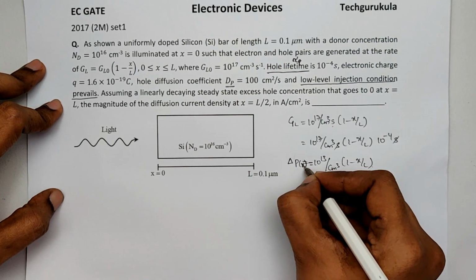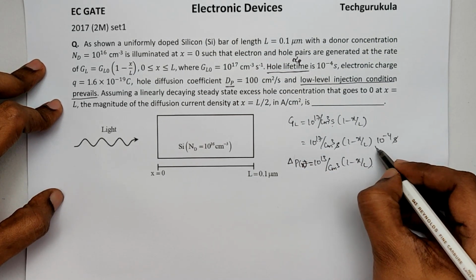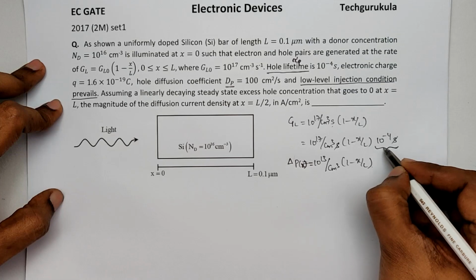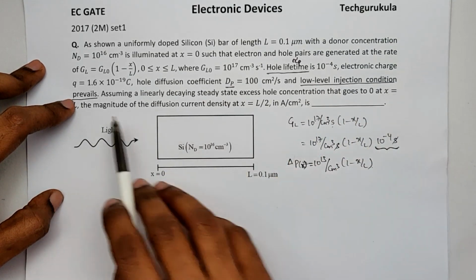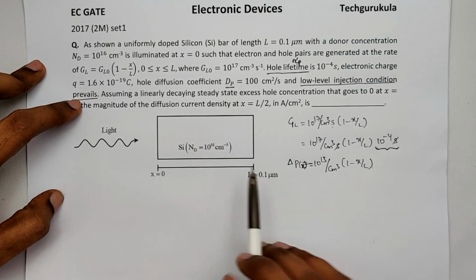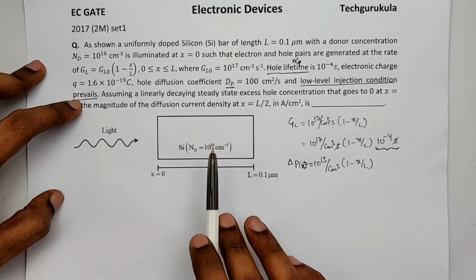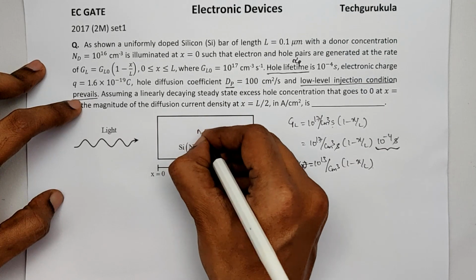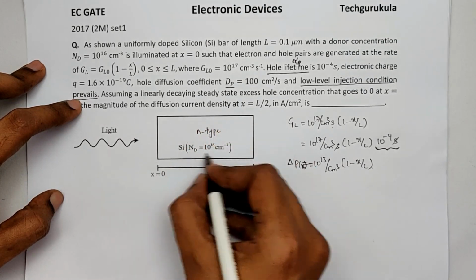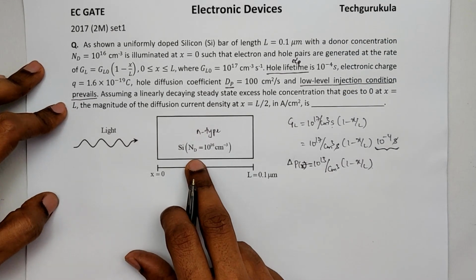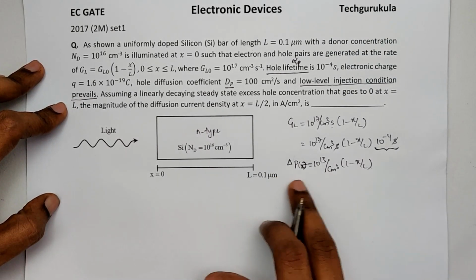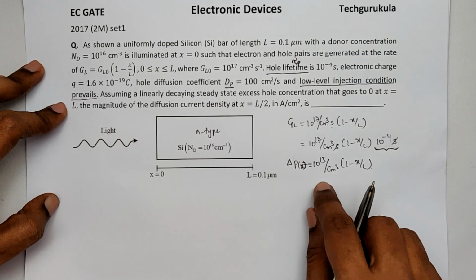Why are we talking only about the holes here? Because we have multiplied this with the hole lifetime, and of course low level injection condition prevails, which means the minority carriers in this semiconductor are holes, because this is an n-type semiconductor, because donor doping is done. So hole concentration is minority, hence we are talking about only the minority carrier concentration here.